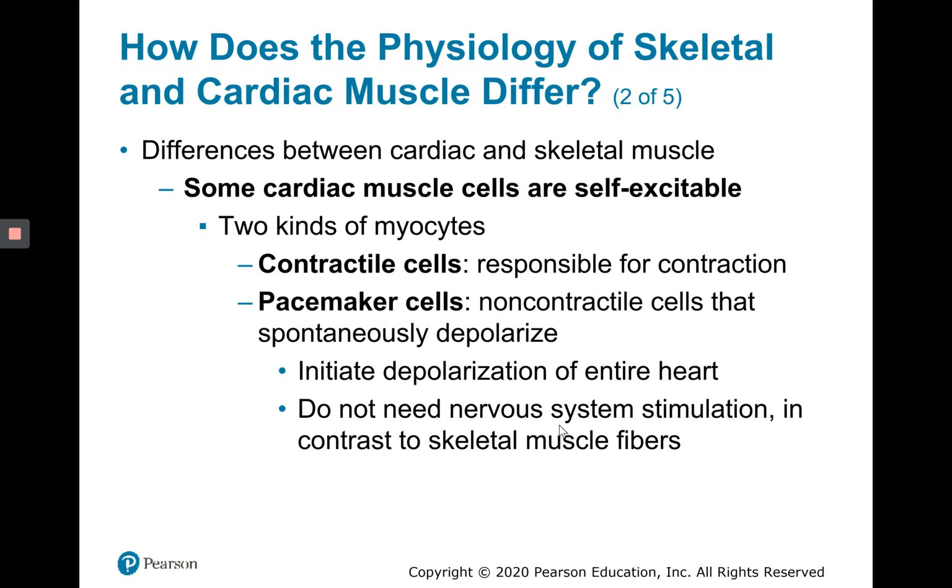And that's a huge contrast to skeletal muscle fibers, which required a motor neuron in order to initiate the original depolarization that traveled throughout the entirety of the sarcolemma in skeletal muscle. So a big difference there for skeletal versus cardiac. Cardiac muscle has pacemaker cells that are non-contractile and start the depolarizing wave in the heart.